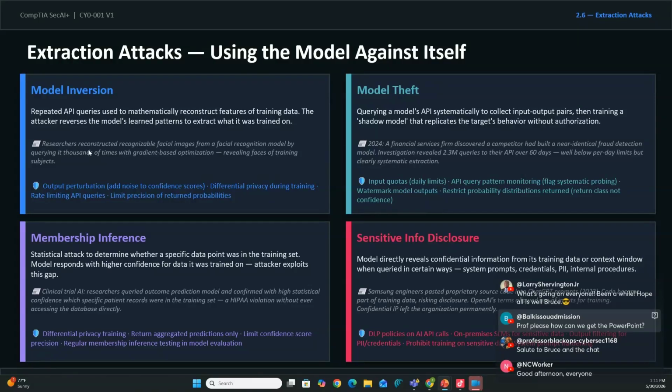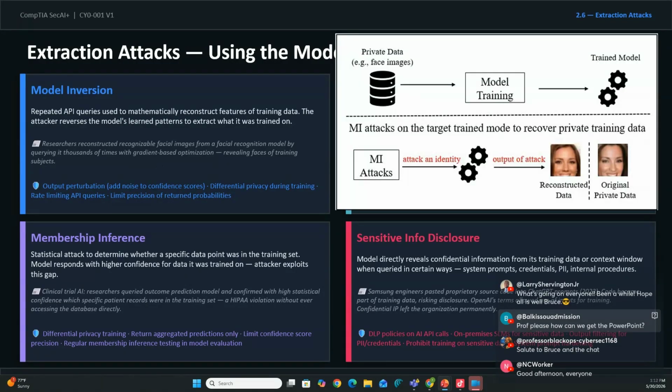In the real world, researchers reconstructed recognizable facial images from, this is so crazy, a facial recognition model by querying it thousands of times with gradient-based optimization. This was so crazy, I had to research it, and I found a couple of instances where this is happening, and I wanted to know more about it. So they're going to query it over and over again to gather information from that model, from the training data, and then they can reconstruct faces based off of that.